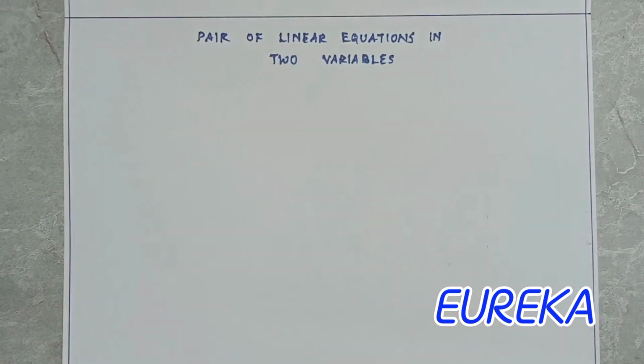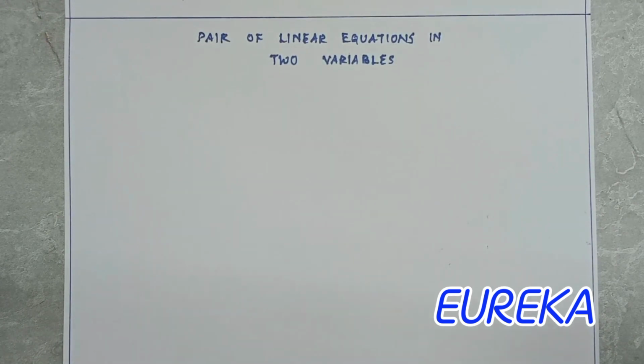Linear equation. Now we have seen in polynomials about linearity. Linearity means the degree of that equation is 1. When the degree of the equation is 1, it means the highest power carried by any variable should not exceed 1. And when we say pair, it means it is not just a single equation, there will be two equations.